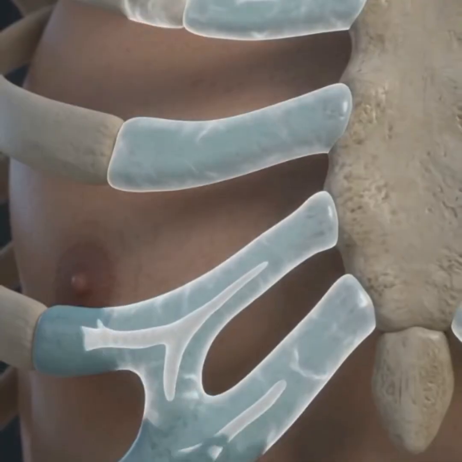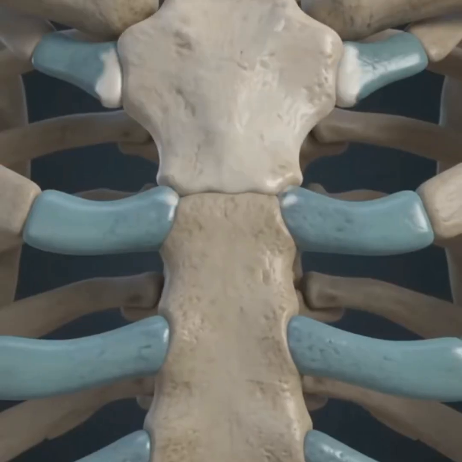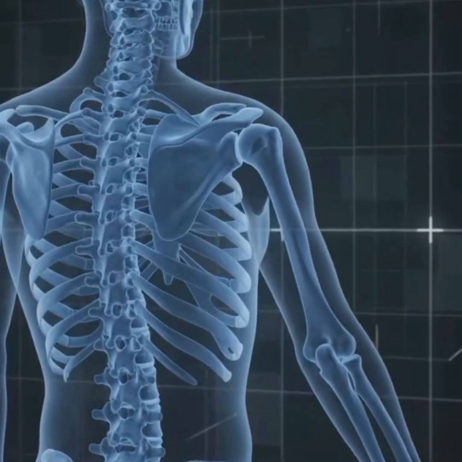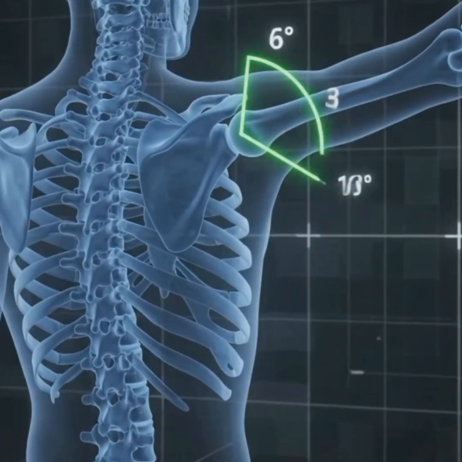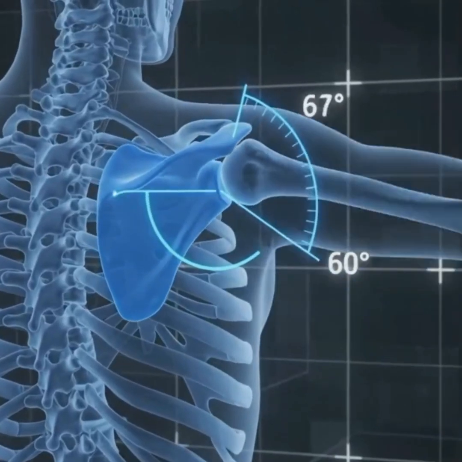Males show a fork-shaped calcification pattern. Females display a central candlewick pattern. The first rib forms dense bony plates. During shoulder abduction, two distinct movements occur. The scapula rotates 60 degrees.